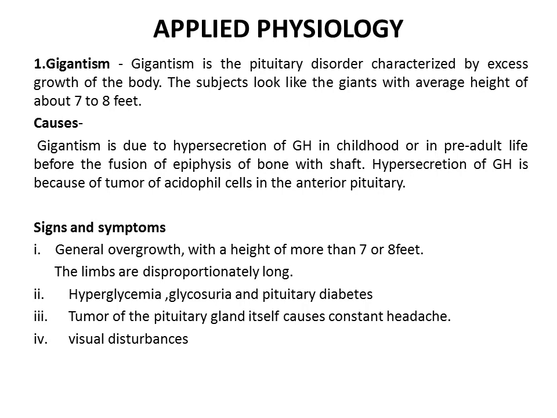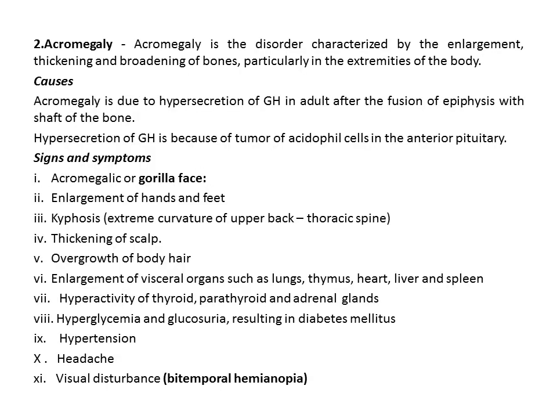Tumor of the pituitary gland itself causes constant headache. Pituitary tumor also causes visual disturbance. It compresses the lateral fibers of optic chiasma, leading to bitemporal hemianopia. Next is acromegaly. Acromegaly is the disorder characterized by the enlargement, thickening, and broadening of bones, particularly in the extremities of the body. Causes: acromegaly is due to hypersecretion of growth hormone in adults after the fusion of epiphysis with shaft of the bone. Hypersecretion of growth hormone is because of tumor of acidophil cell in the anterior pituitary.